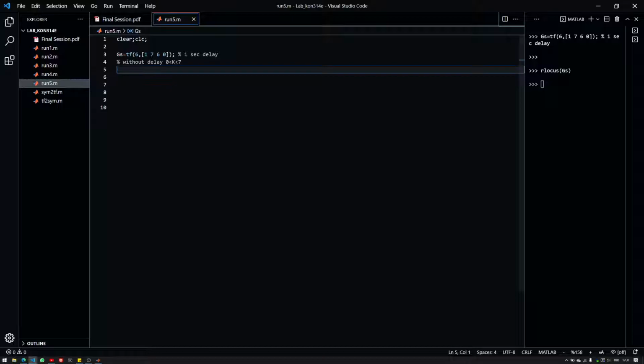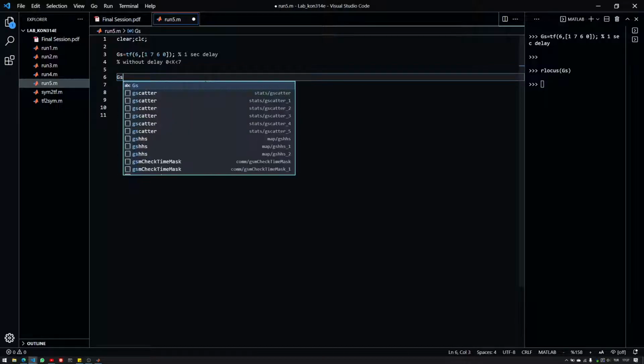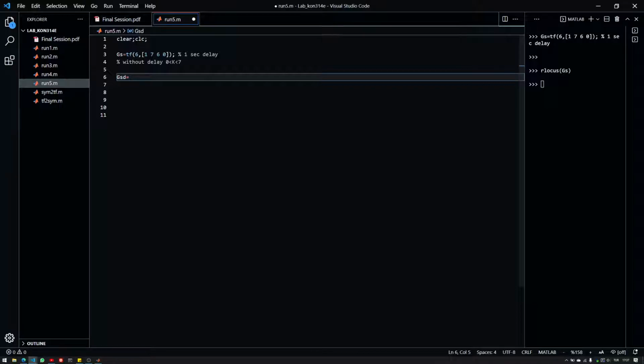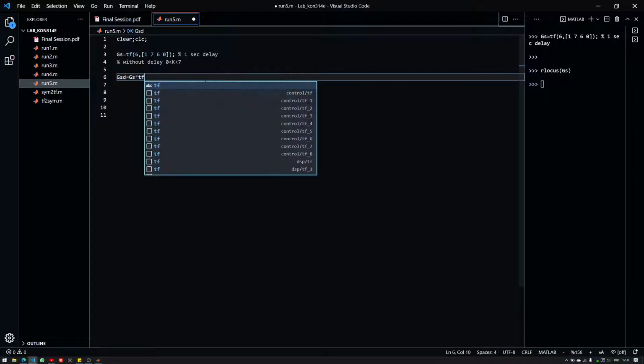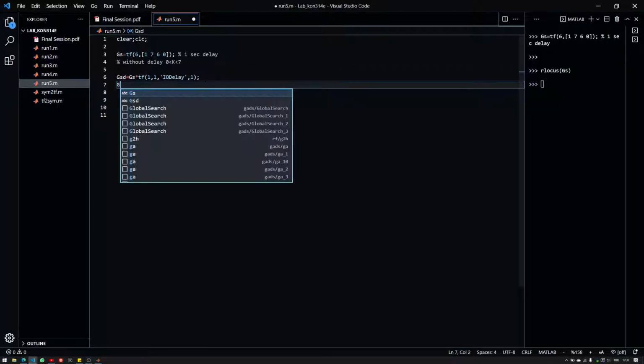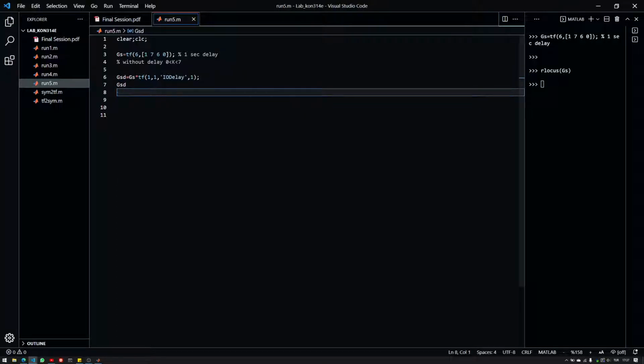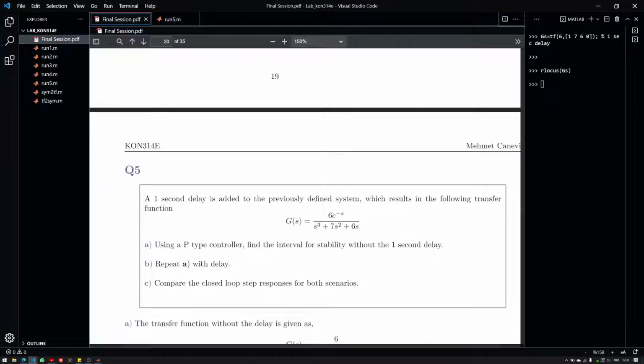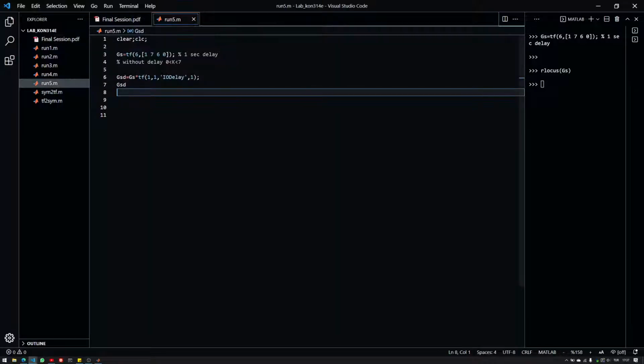Now, what if we add the delay here? Let's have the delayed version where we calculate the transfer function in MATLAB using IO delay, and that's 1 second, so GSD. Of course, here there's no method given, so you can just use whatever you want to calculate the stability interval. And I guess we should try the root locus one.